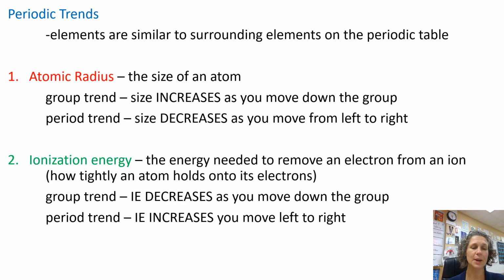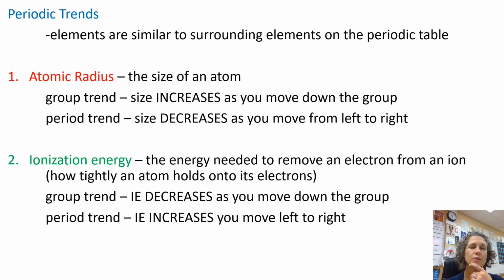Okay, we're almost done. So now, periodic trends. This goes back to the periodic law. What do we see as far as the characteristics of elements and their association with their location on the periodic table? So there are 4 trends. The first one is atomic radius, and that is the size of the atom. So, how many energy levels, how big is it? And the trend is always described in terms of the group trend and the period trend, so the column trend and the row trend.